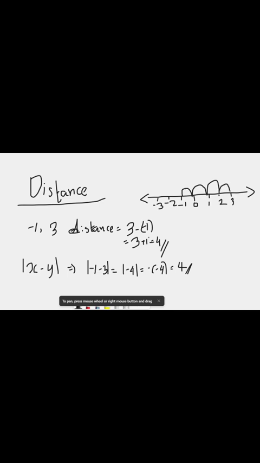So while finding the distance between two real numbers, you can either subtract the smallest number from the largest number, or you can find the difference of both numbers and take the absolute value of that difference. Now, moving on to the last topic of this session: finding the midpoint on a real number line, or the midpoint of two real numbers.